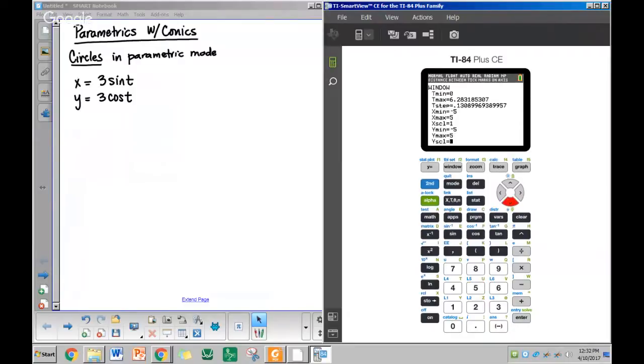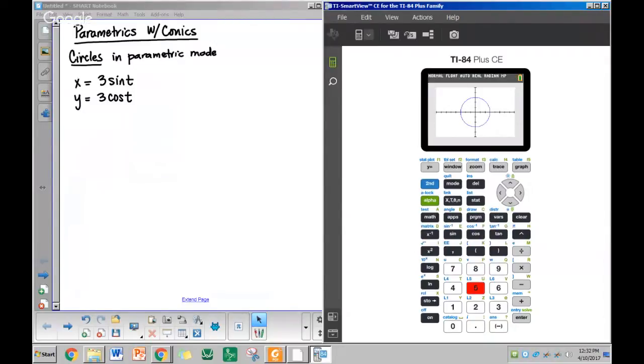All right, and then let's do a drum roll. We're going to graph it, and we get, oh, a circle, but it looks like an ellipse. Why? Because of how the graph calculates, it's a rectangular screen. So how do I fix that? You can do zoom, zoom square, which is zoom number 5.